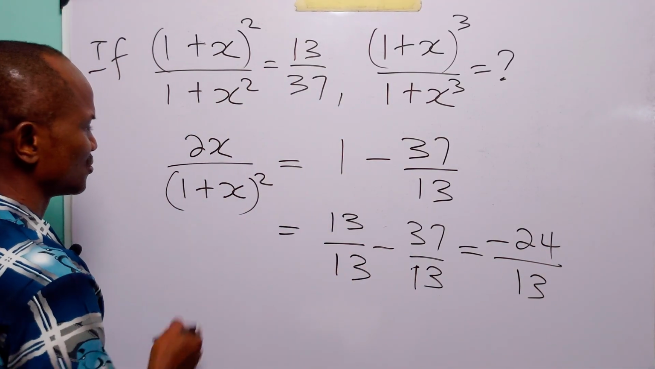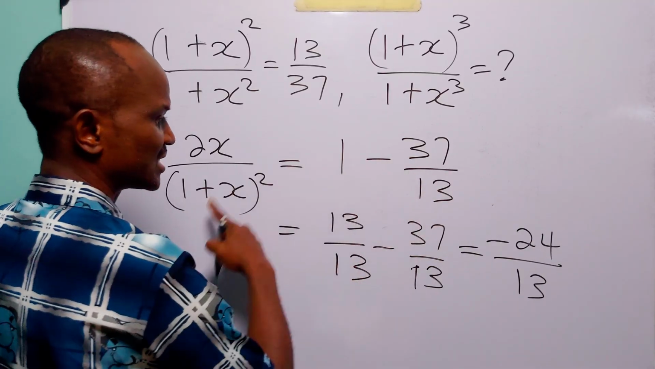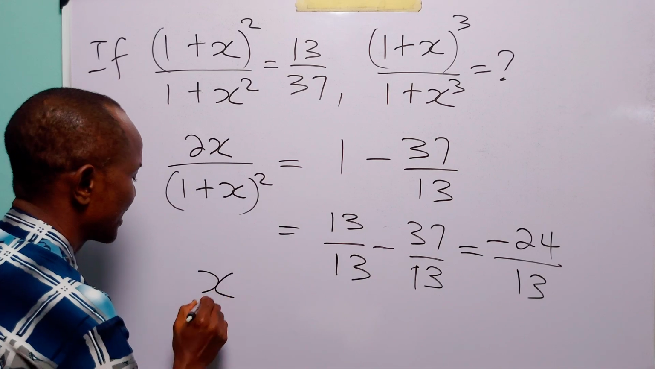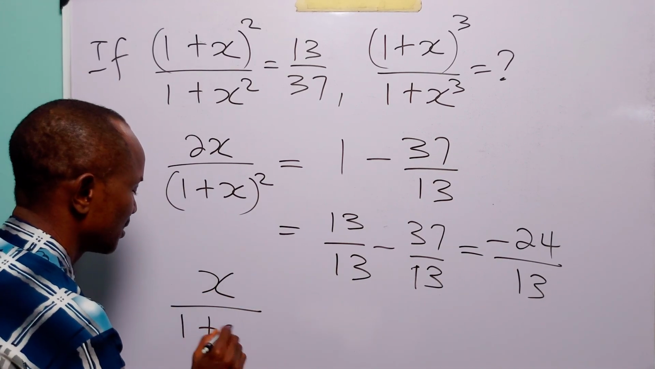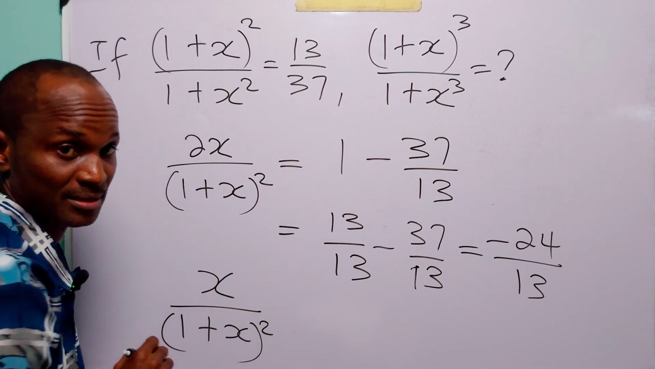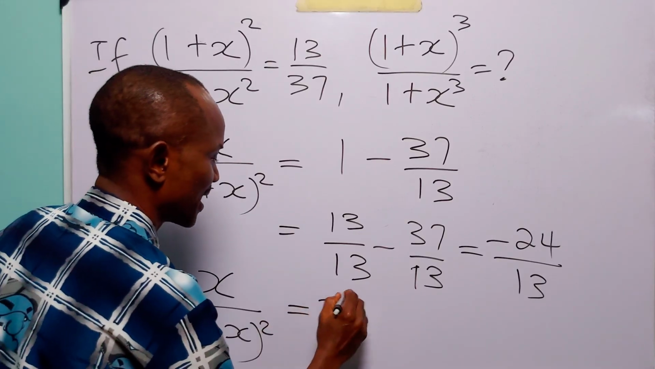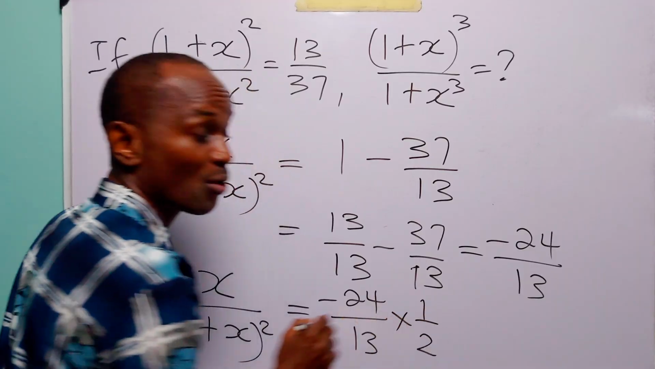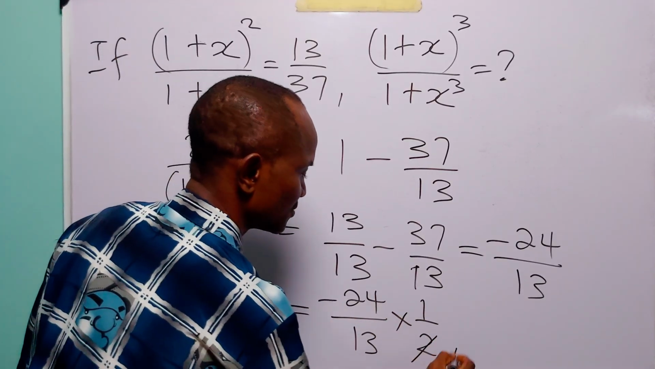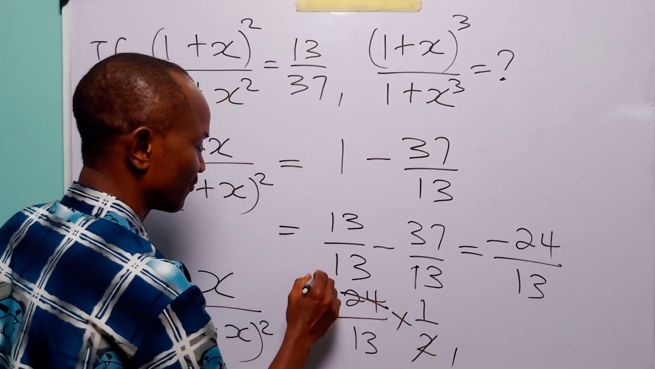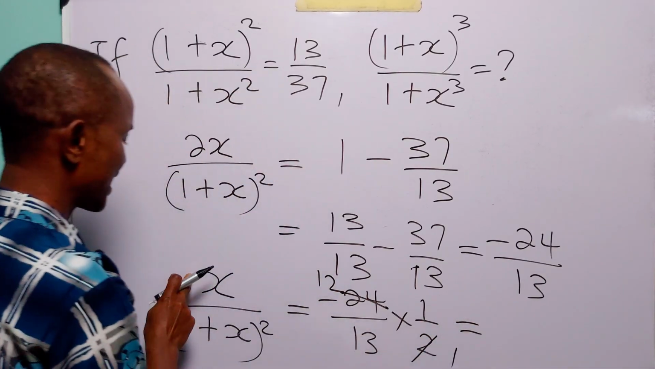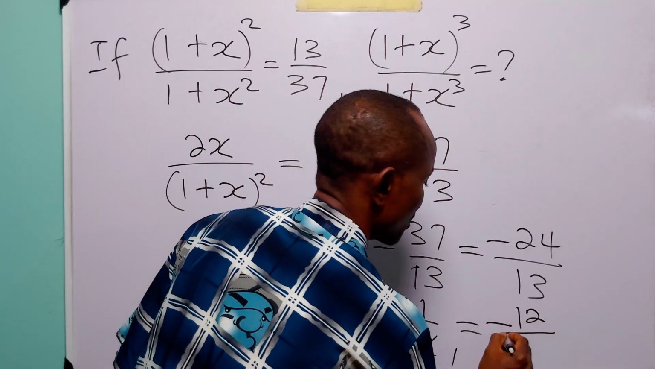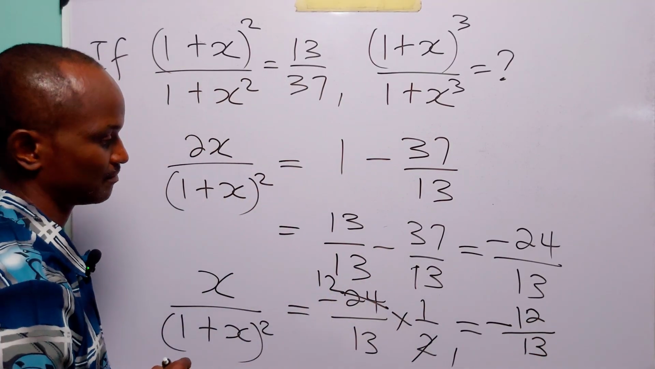The next thing we are going to do is that we will divide both sides of this equation by 2. So when we do that, we have that x over 1 + x² is equal to −24 over 13 multiplied by 1 over 2. 2 goes into itself once and into 24, 12 times. So we have that x over 1 + x² is equal to −12 over 13.